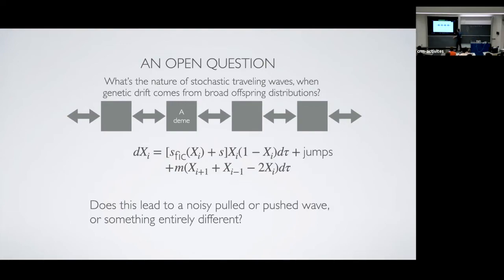Is it one of the standard ones that have been characterized so far? Is it going to be, in the large population size limit, some kind of a pulled or pushed wave, or is it something entirely different? If any one of you has a clue, please let me know.